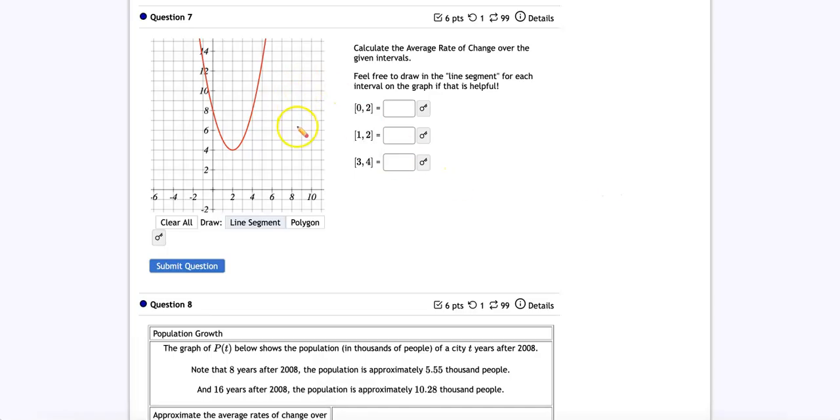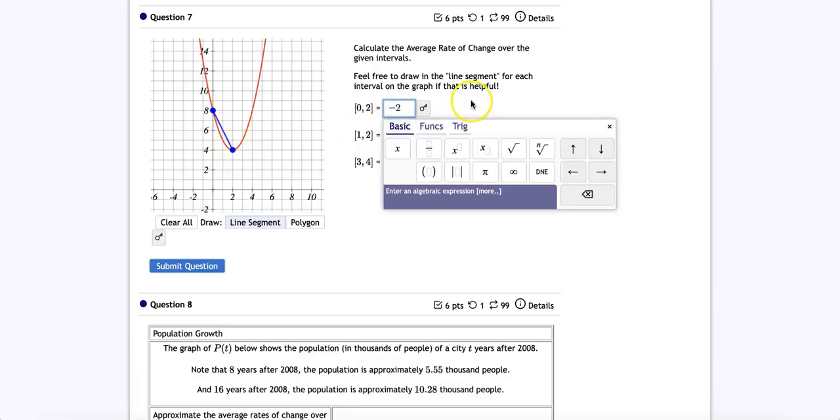Question number 7 is going to be the same thing. And when you're drawing these line segments, you can clear it each time. It just gives you the option to draw it and then erase it, draw it and then erase it to come up with your answers. So let's look at 0, 2. So at 0, my graph is going to start here, and at 2, it's going to go down to this location, and then I can look at that blue and see that the slope of that blue segment is -2, and so that's what I would type in here.